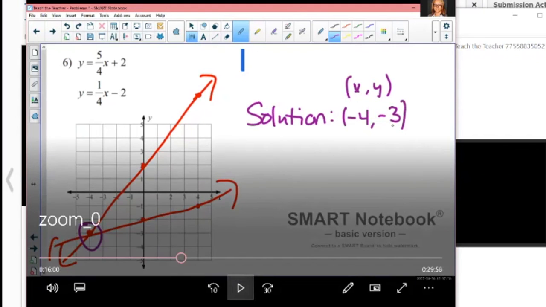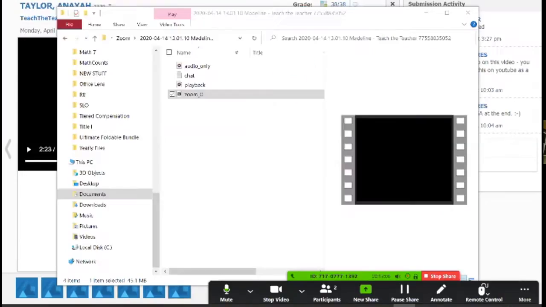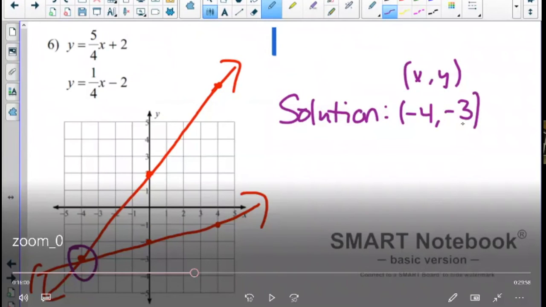So this is an example of a Zoom that I did with one of my students who is on an IEP and struggles with multi-step. So it was really nice for her just to be able to talk it out with me.